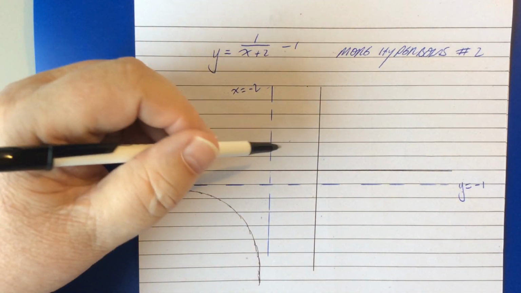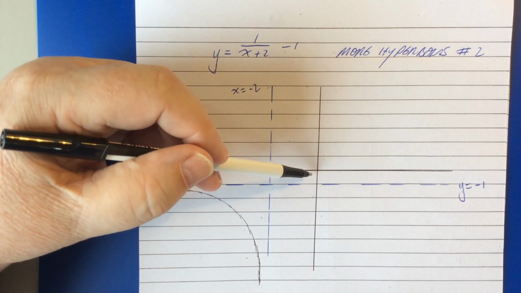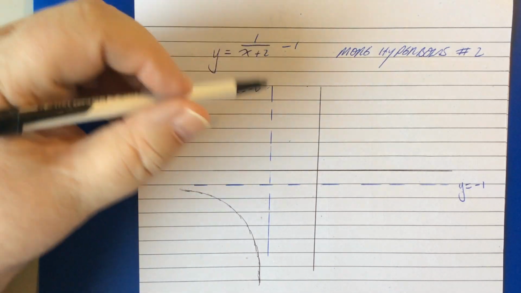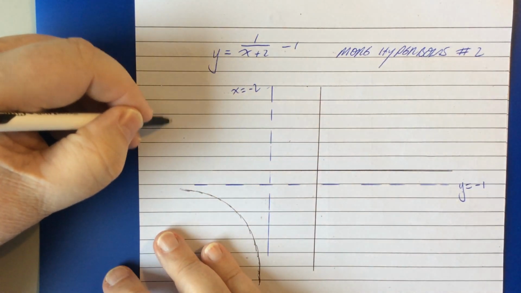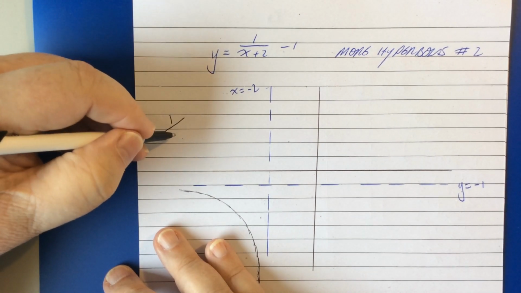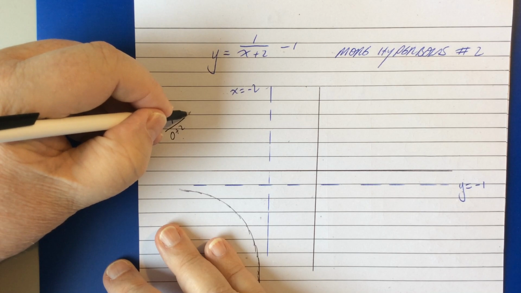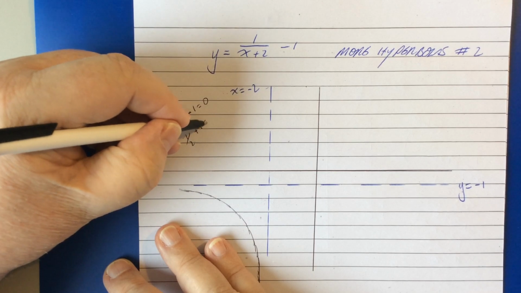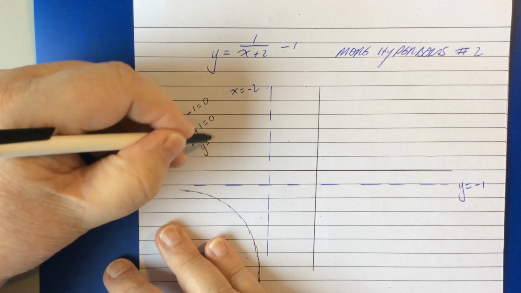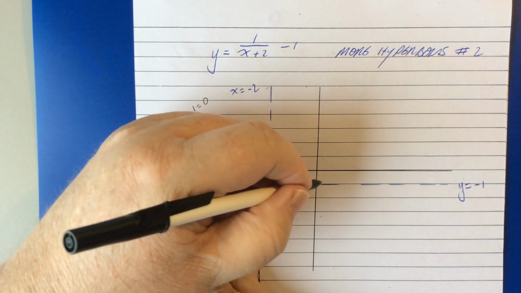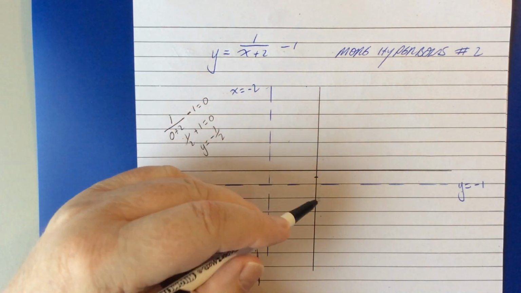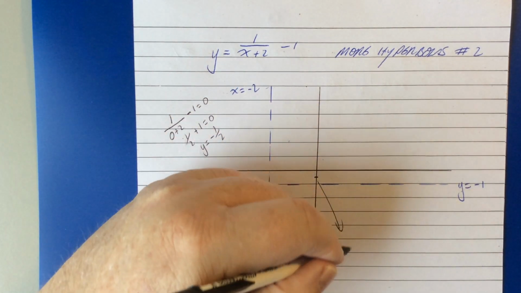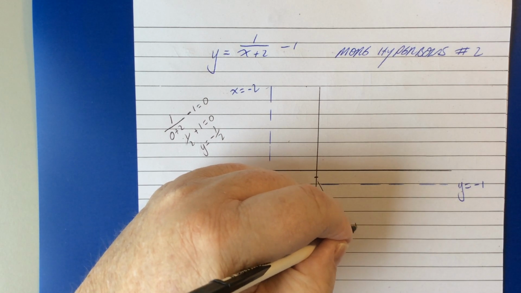So how do we ascertain that? Well, in order to find the y-intercept, we simply make x equals 0. So let's do that. We've got a little bit of space here, so we'll just go 1 over 0 plus 2, minus 1 equals y. So that's a half minus 1, so y is going to equal negative 1/2, and that's going to be here. Okay, so we've ascertained that. That point is 0, negative 1/2.